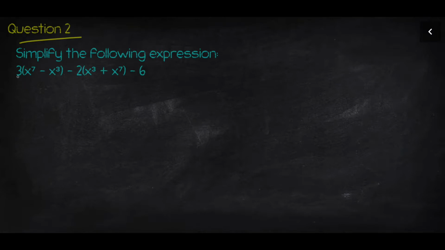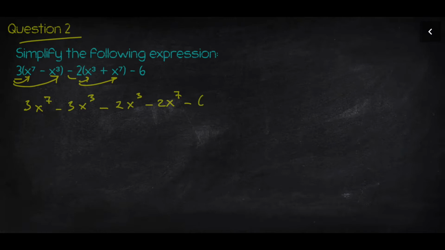What we're going to do is use this coefficient as the common factor and distribute it to both terms. So you'll get 3x to the power 7 minus 3x cubed. Here you have a minus 2 factor, you also distribute it to both terms, so you'll get negative 2x cubed minus 2x to the power 7 and minus 6. All right, so what to do next?